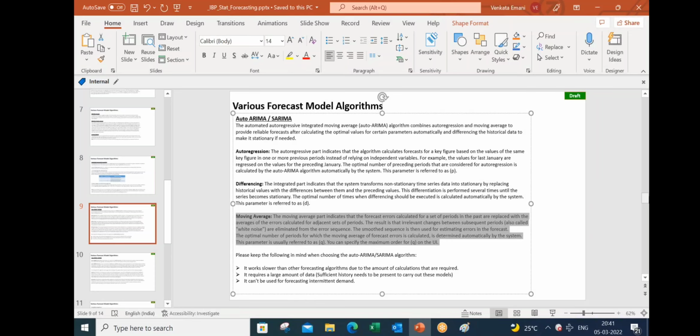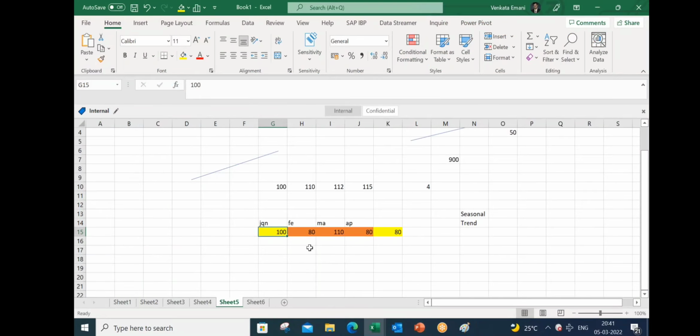So it will take a lot of time. It's a time-taking forecasting, and we have to be very careful while using this. It also has some disadvantages: it takes time, and it requires a large amount of data. Why does it require a large amount of data? I already told you, it will take January 2021 100.